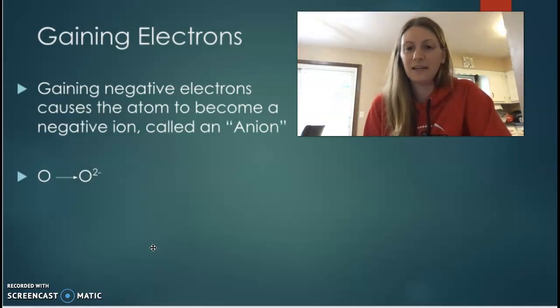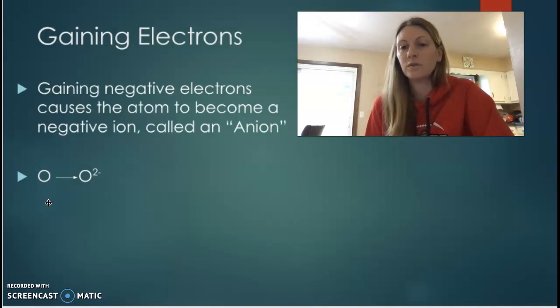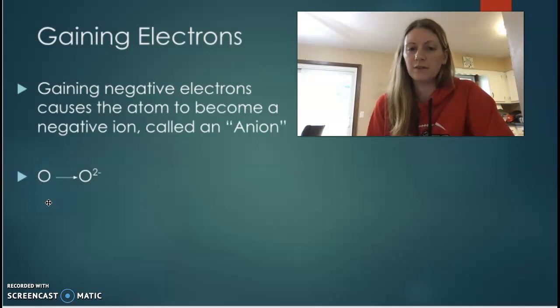positive, cation, negative, anion. So you can see oxygen has valence electrons, and it wants to actually gain 2 more electrons to make that full octet or that full shell on the outside. So it starts with 6, and it wants to gain those last 2. And once it does, then it's super happy and stable.